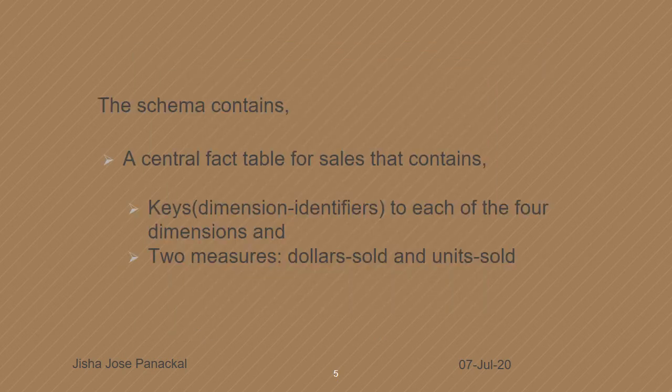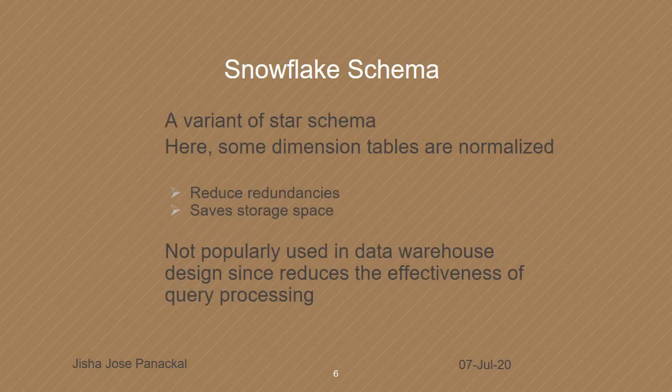Next, the schema contains a central fact table. The same points we are once again repeating: a central fact table for sales that contains keys and dimension identifiers to each of the 4 dimensions, and we have 2 measures, dollars sold and units sold. Then the next one is the snowflake schema.